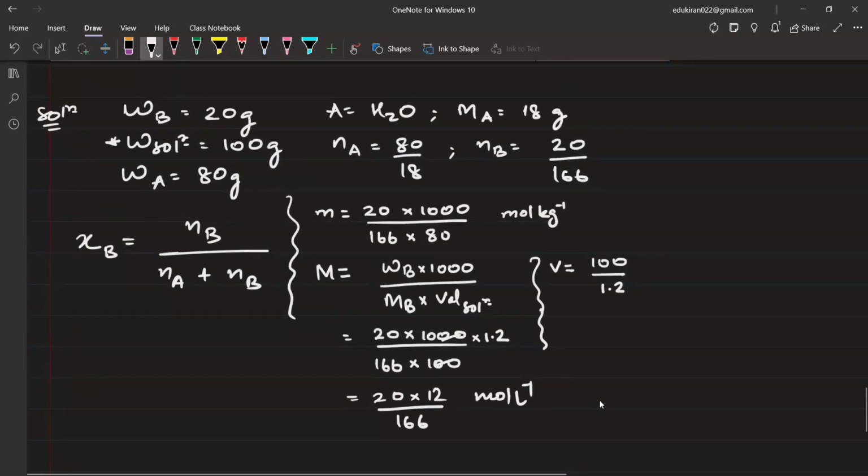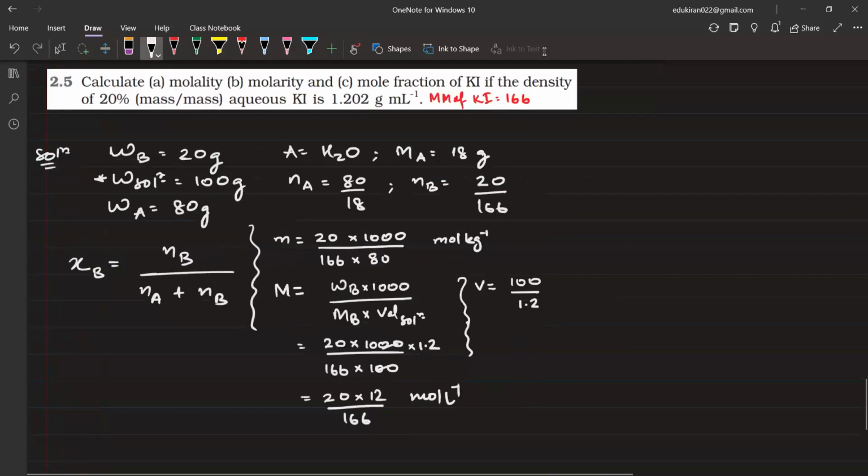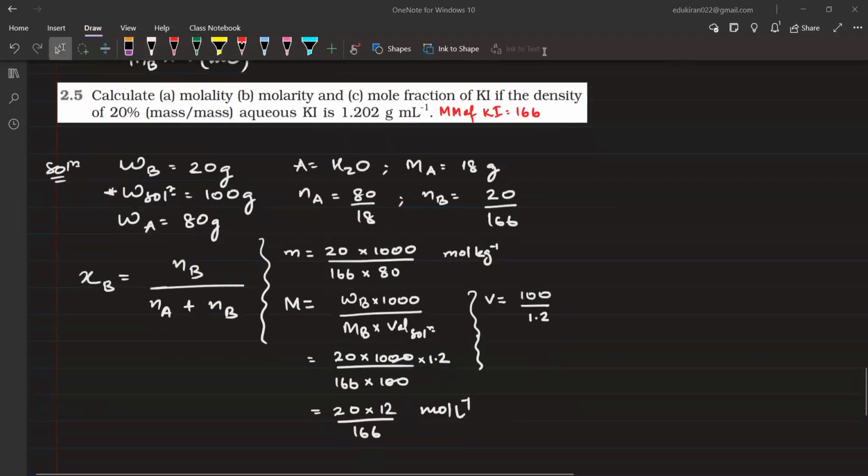Tell me guys, is it hard? One thing will be problematic if they don't give you the molar mass of KI, right? If they don't give you the molar mass of KI, in the boards, I am saying what to do. In the boards you assume the molar mass of KI to be X, or you just assume it to be M or something like that.